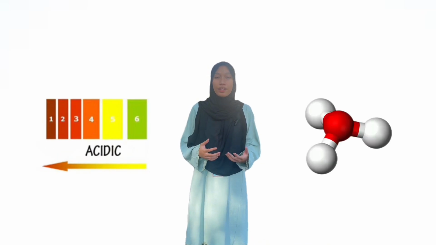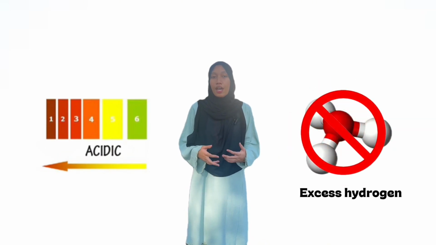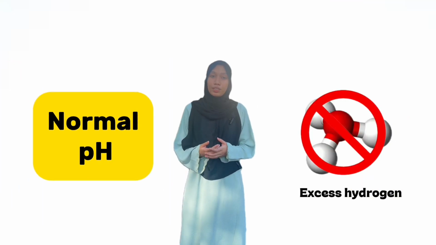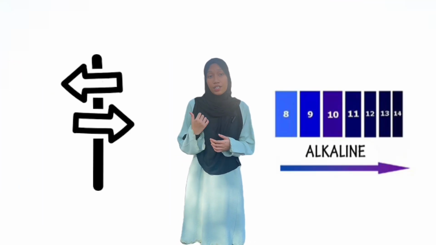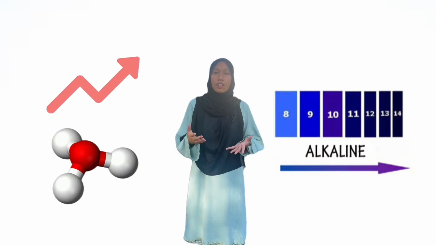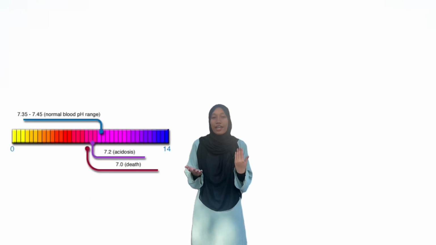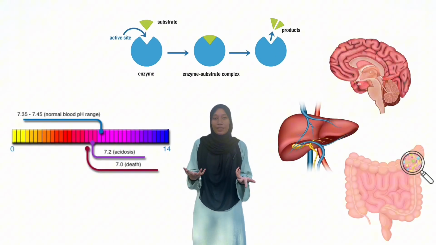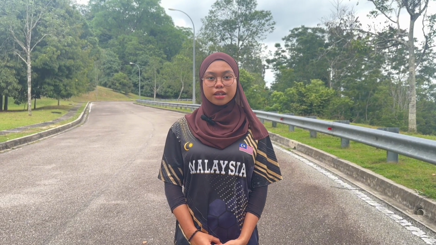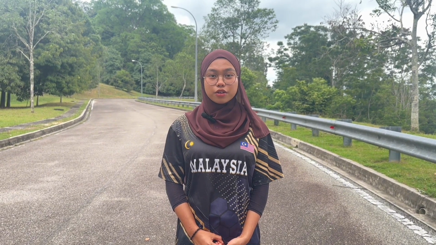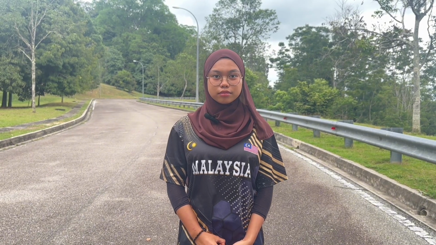When the blood becomes too acidic, the equilibrium shifts in a way that reduces excess hydrogen ions, helping to raise the pH back to normal. When the blood becomes too basic, the equilibrium shifts in the opposite direction, increasing hydrogen ions and lowering the pH. As a result, this buffer system helps maintain a stable blood pH, ensuring that enzymes and organs can function properly at all times. Next, I will explain how chemical equilibrium is involved in oxygen transport in human blood.